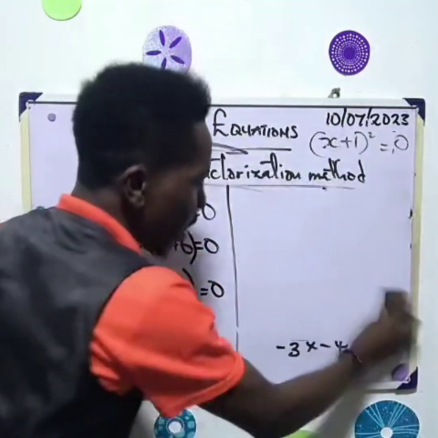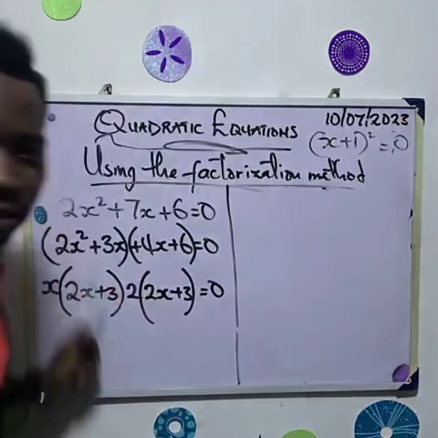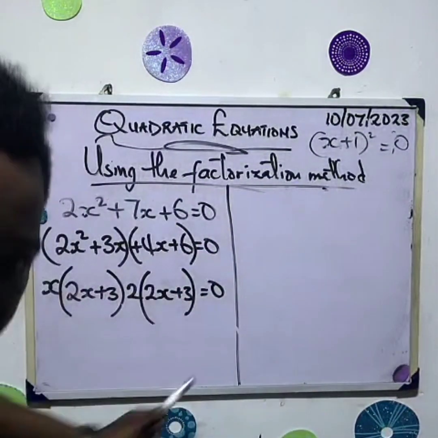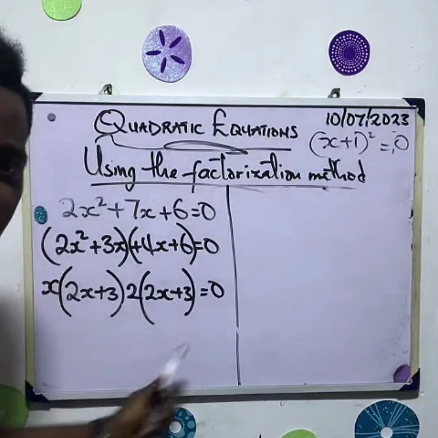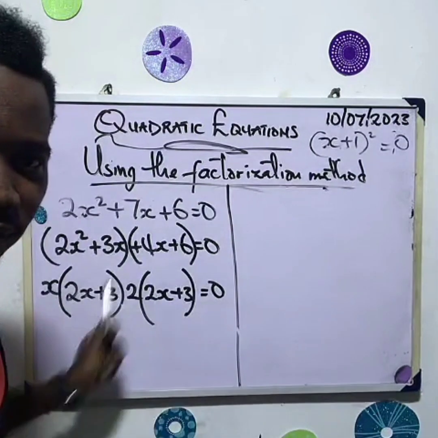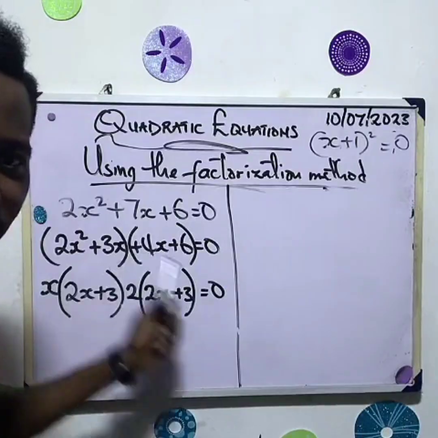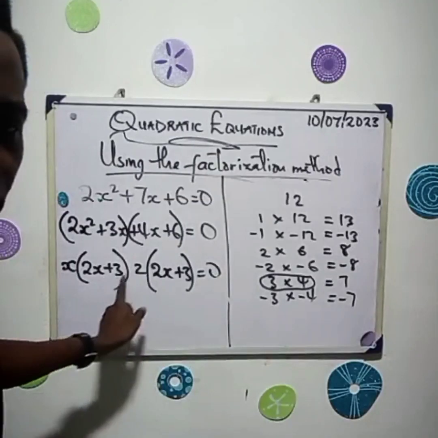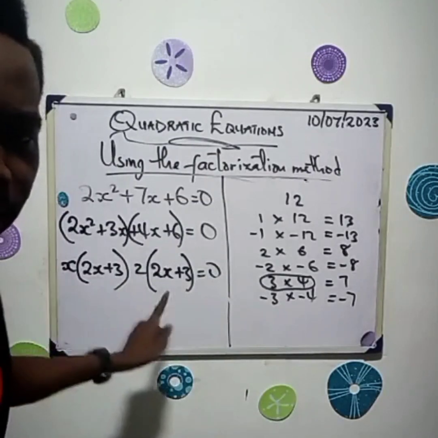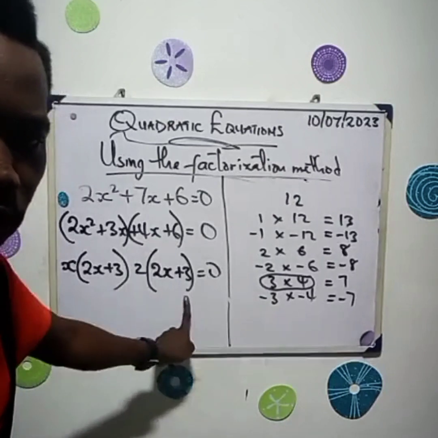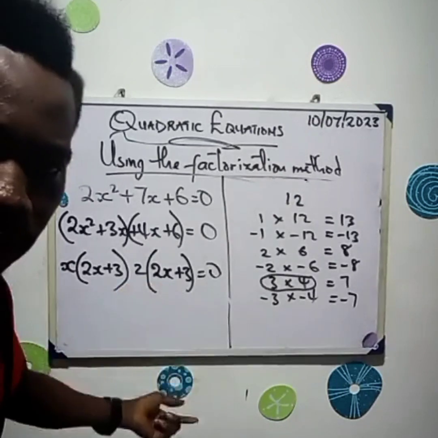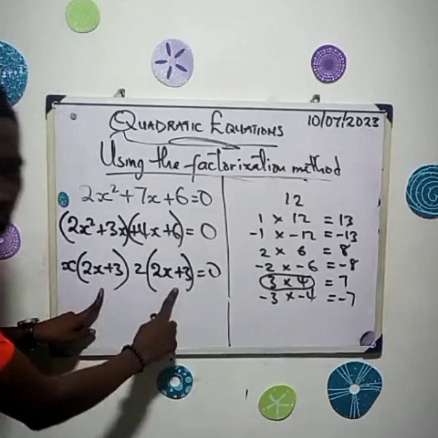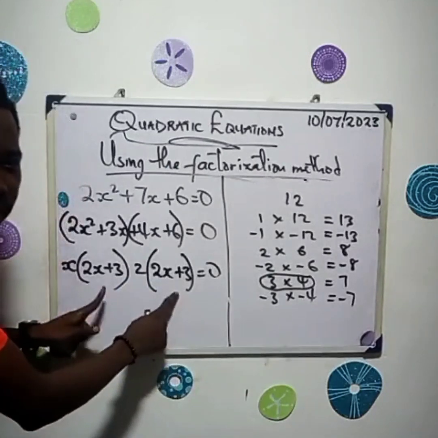Now what's the next thing? Let me ask, are we on the right path? Are we correct? What makes you think that this is correct? Check what is in this bracket and what's in the other bracket, they are the same. So we are on the right path. So pick one of the brackets.